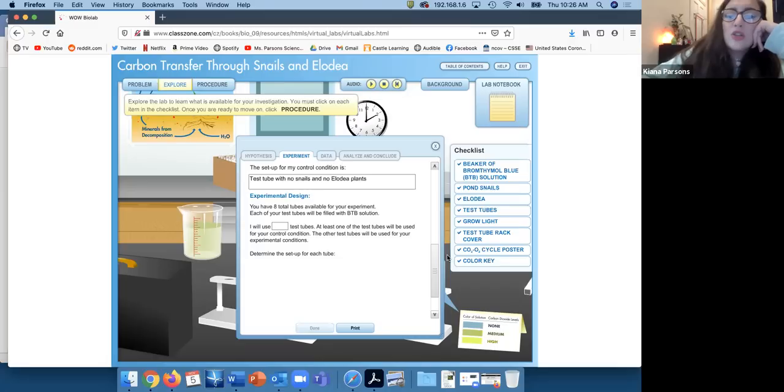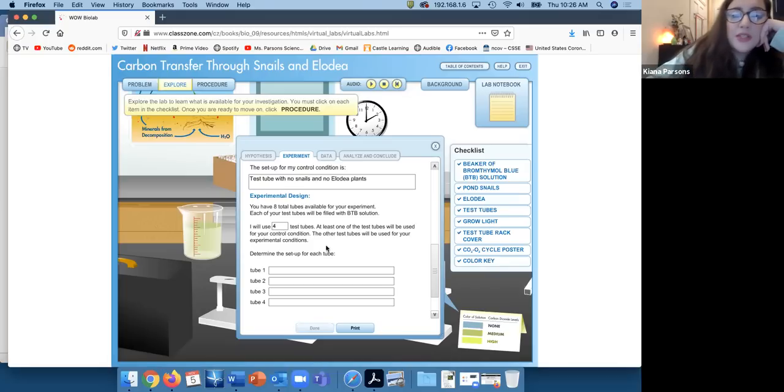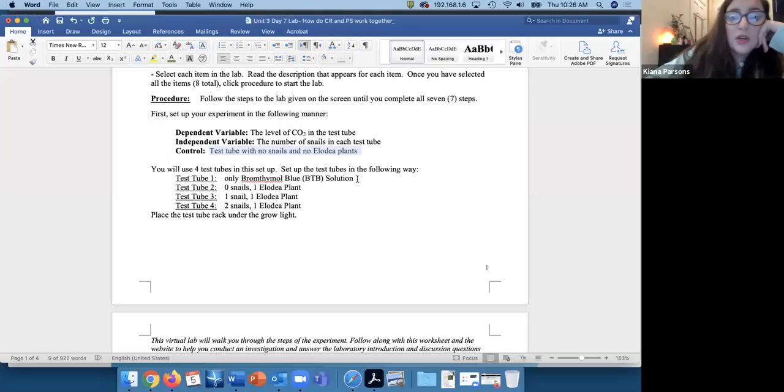You have 8 total test tubes available for your experiment. Each of your test tubes will be filled with bromothymol blue solution. We're going to use 4 test tubes in our setup. At least one of the test tubes will be used for your control condition. The other 3 test tubes will be used for your experimental conditions. Determine the setup for each tube. So again, this is defined on your handout.